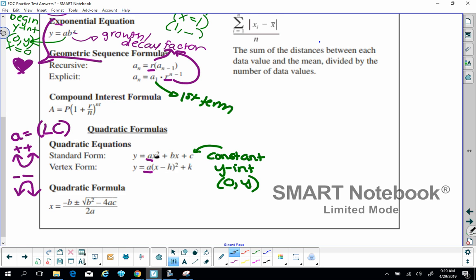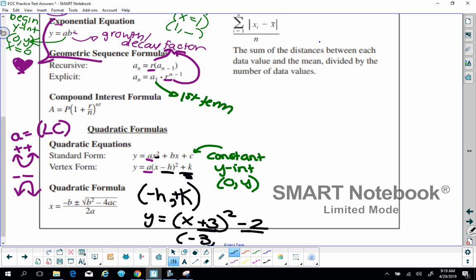Vertex form is giving you the vertex. So your vertex is actually the opposite of whatever's in here, and the same sign as this right here. So if my equation was y equals (x plus 3) squared minus 2, I would know my vertex is the opposite of whatever's in here, so negative 3, and the same as what's right here, negative 2. That's your vertex. Remember, your axis of symmetry is the x coordinate of your vertex. So here my axis of symmetry would be x equals negative 3.